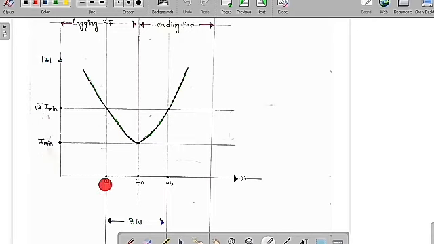So these are the cutoff frequencies, the lower cutoff frequency and the higher cutoff frequency. This is called the bandwidth. At these points the power will be half of the maximum value, or simply we can say we are going to get half of the maximum power here.